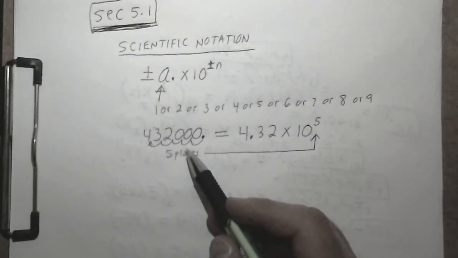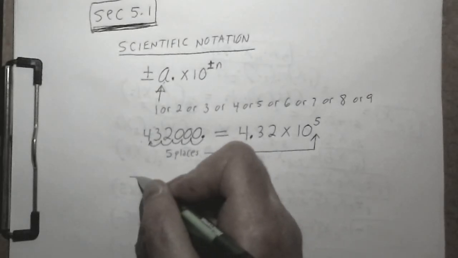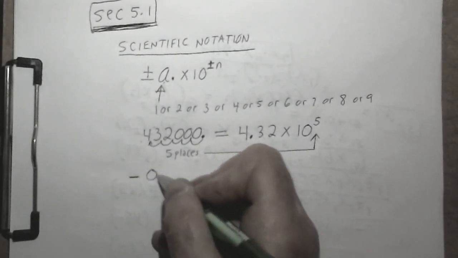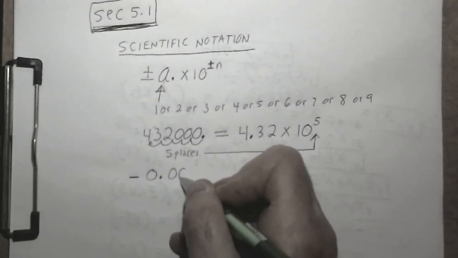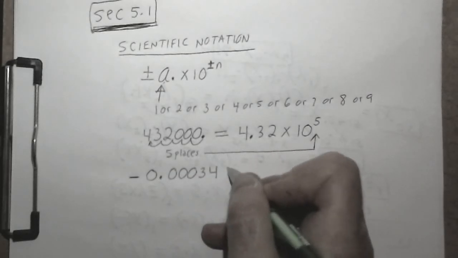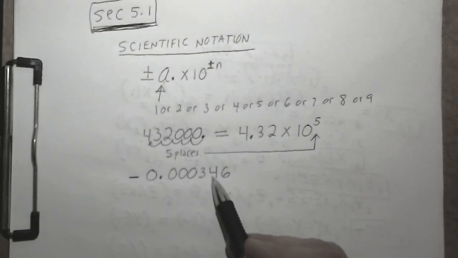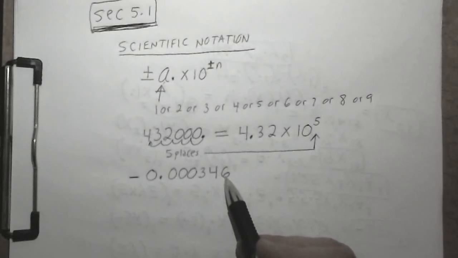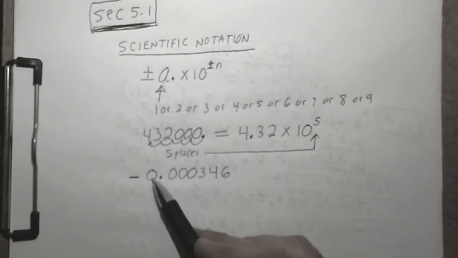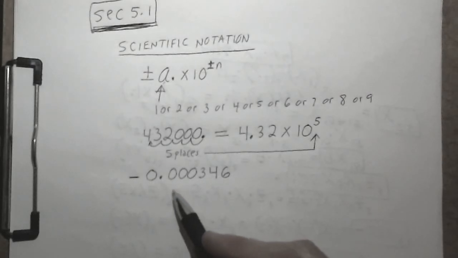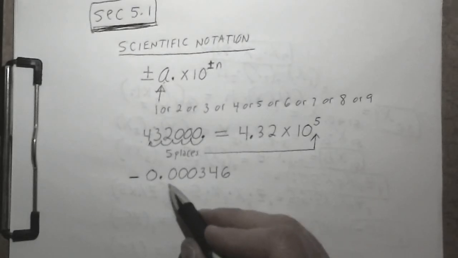Okay, all right. Let's try another one here. Suppose we had a small number, negative 0.000346. This is the tenths, hundredths, thousandths, 10,000ths, 100,000ths, millionths. So we would read this as 346 millionths, which is a very small number because one whole is way up here. So this number is much smaller than one whole. Now, to put this number into scientific notation form, we have to move the decimal point where?